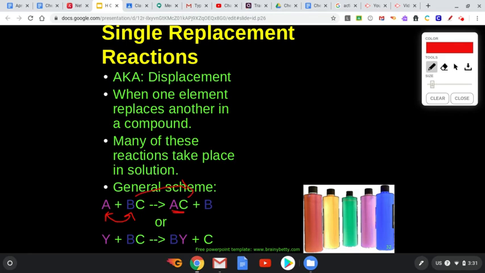The same thing is true in the second case. This is if you have a cation replacement, and this is if you have an anion replacement. Remember, a cation is a positive ion and an anion is a negative ion. If the element by itself is a halogen, then it will replace the second part of the compound, which is likely to be a halogen also, and kick it out by itself. That is how single replacement reactions work.